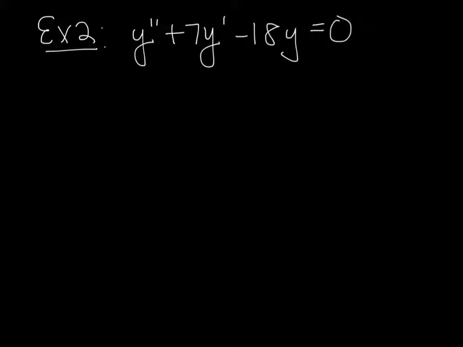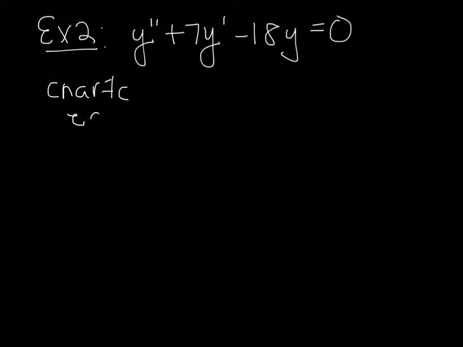Okay, let's try another example. So this is another second order differential equation. It's a homogeneous equation again because the right hand side is 0. So let's use the characteristic equation.